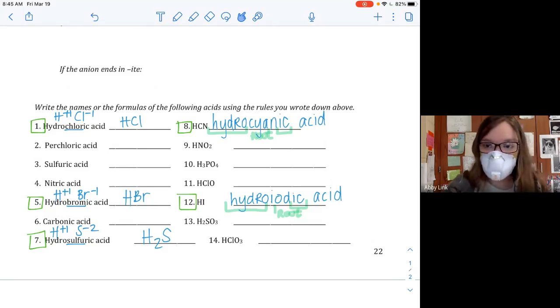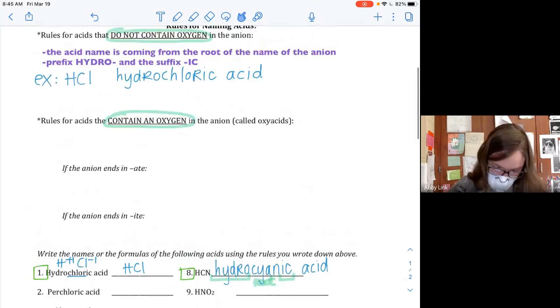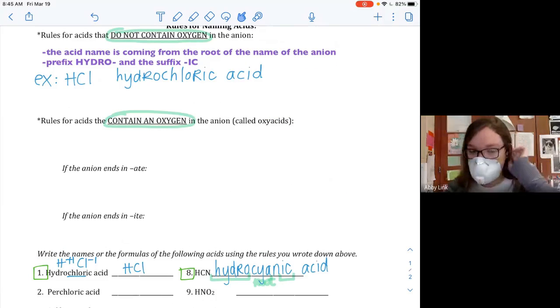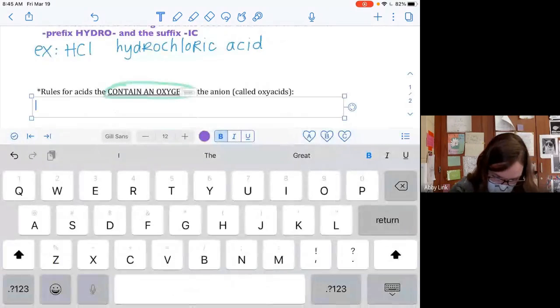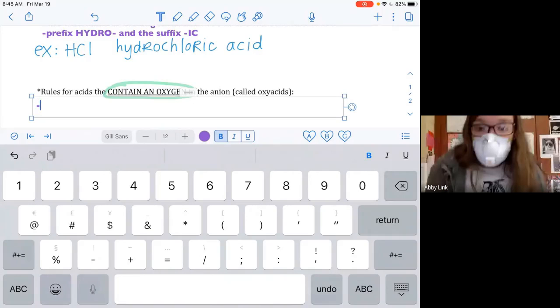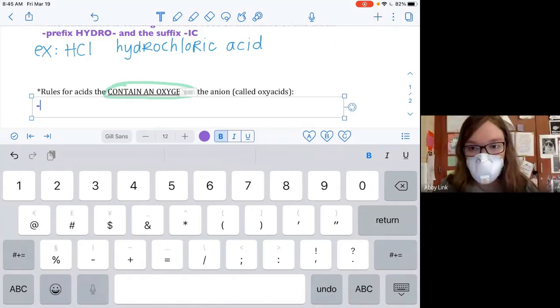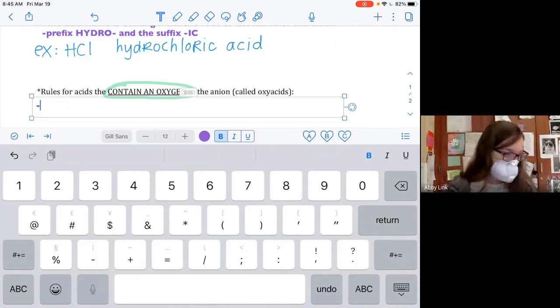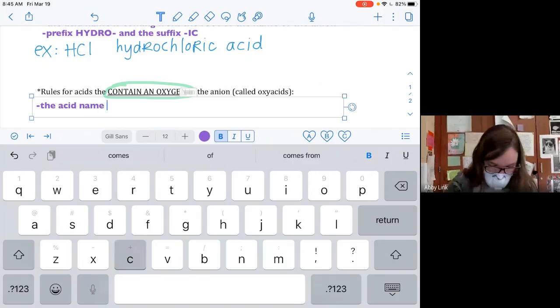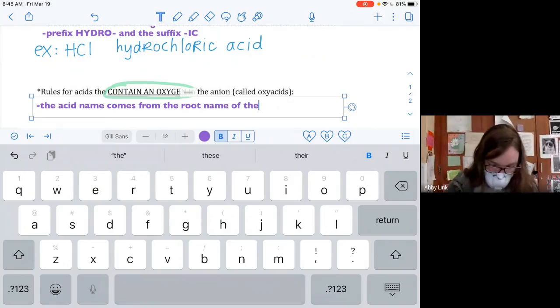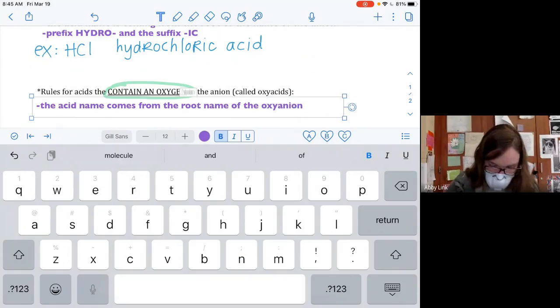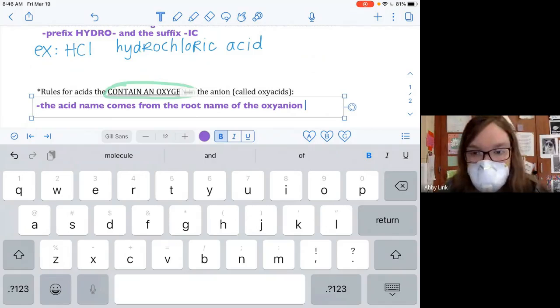Everybody's okay so far? Let's take a look at the rules for naming acids that contain oxygen. Let's write the rules out first, and then we'll take a look at this. Basically, matching up our hydrogen cation with our polyatomic ions. If you don't have your polyatomic ion chart out just yet, make sure you have that in front of you. The acid name comes from the root name of the, I'm going to say oxyanion. Don't get confused by this. This is basically just saying the anion contains oxygen, which we've already identified here anyway.